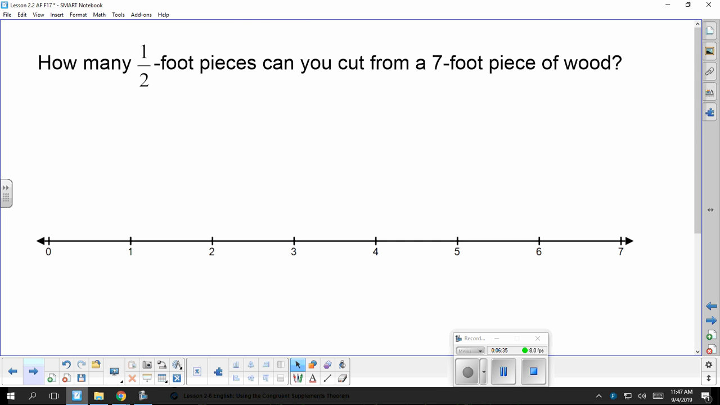This next one. Let's consider how many half-foot pieces you can cut a 7-foot piece of wood into. So let's say we have a 7-foot piece and I want to cut it into half-foot pieces. So how many of those would be in here? What we can do is divide this foot into 2. How many of these pieces do I have now?